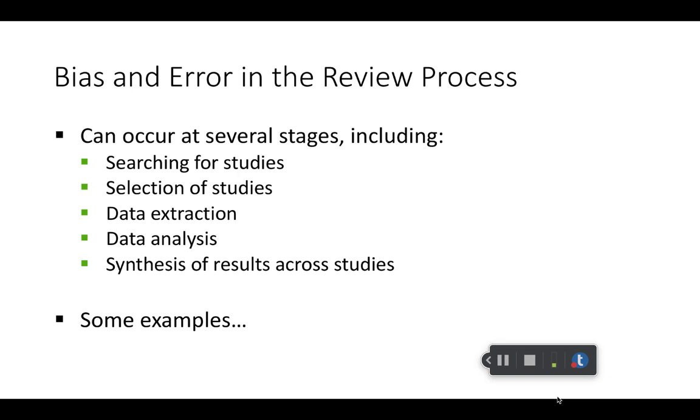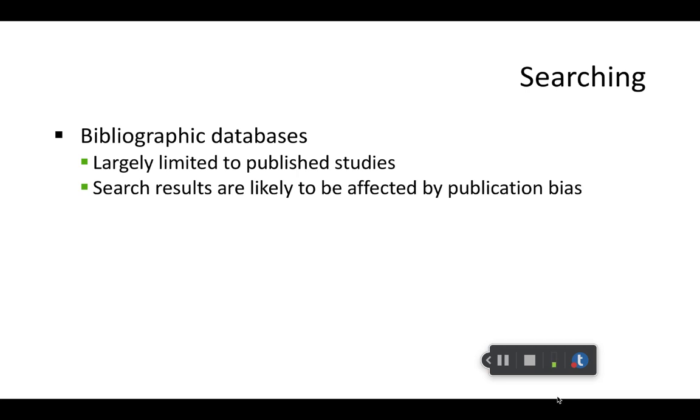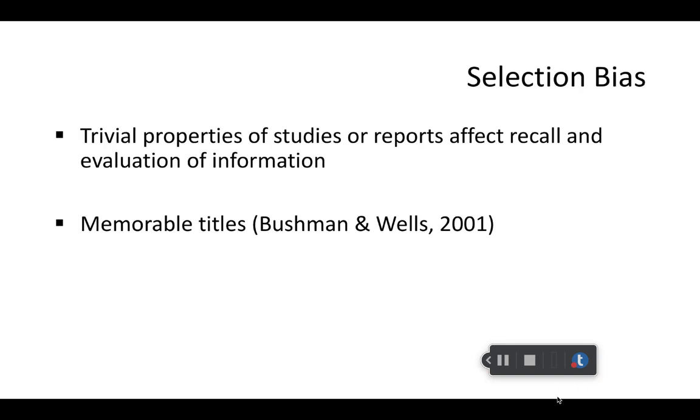So here's some examples of that. When we're searching for studies, if we're using bibliographic databases, these sources are largely limited to published studies. So our search results can be affected by publication bias. When we select studies to be included in a review, trivial properties of those studies or reports will affect our recall and evaluation of information.